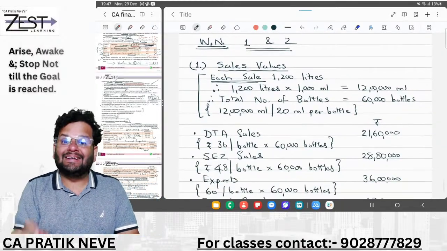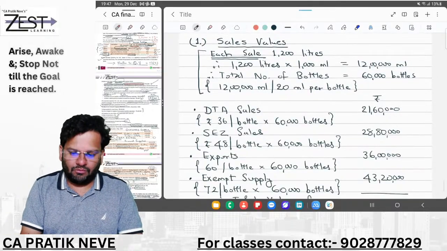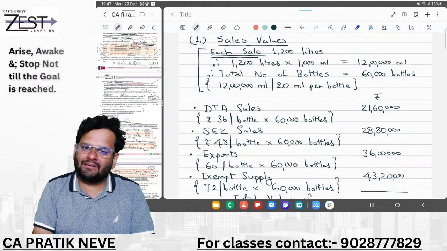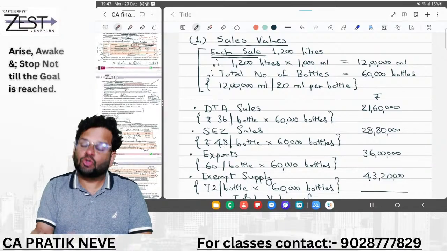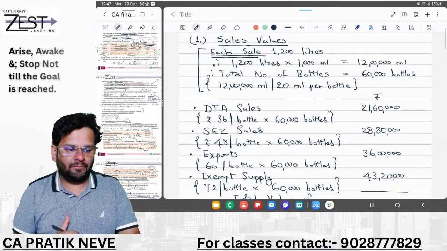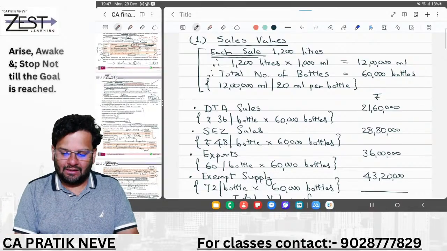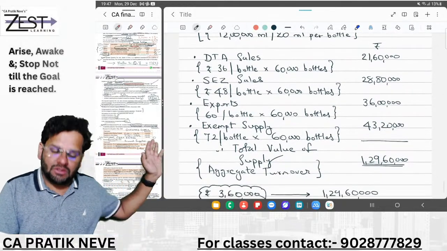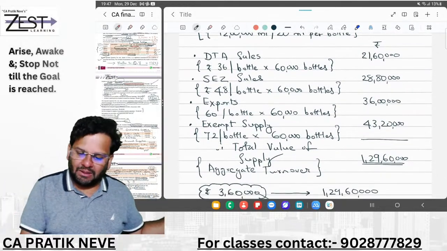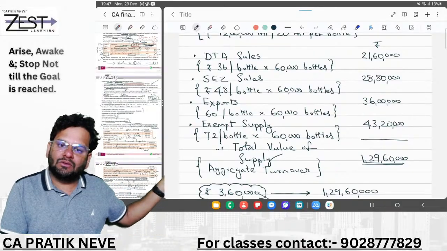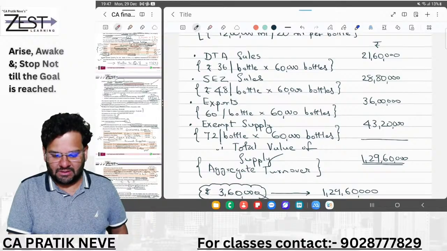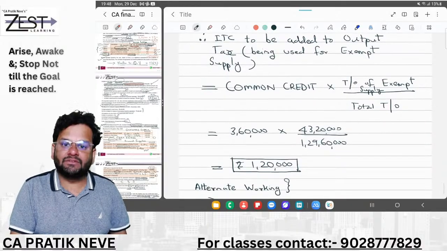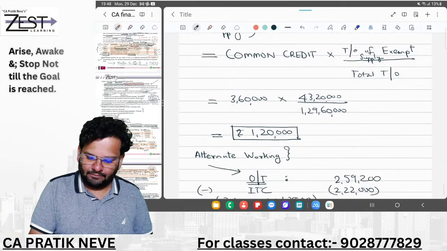Then I've shown you detailed sales working. Okay. So each sale is of 1200 liters. It's given. So 1200 liters into 1000 ml, 12 lakh ml. So 60,000 bottles of 20 ml each. Then going for each of the sales figure, just multiplying per bottle value into number of bottles. Okay, wonderful, wonderful. So I've shown everything in detail. Make sense?